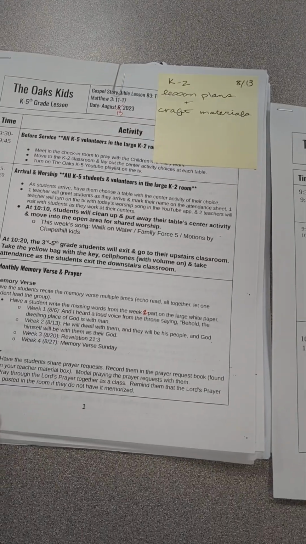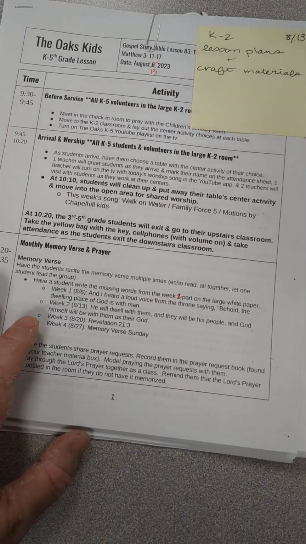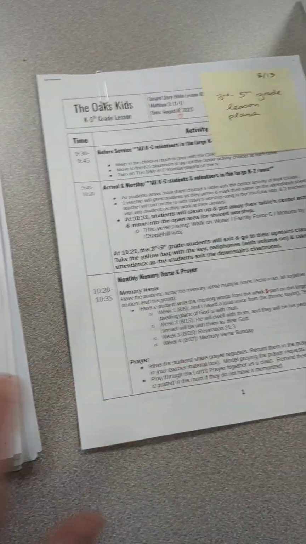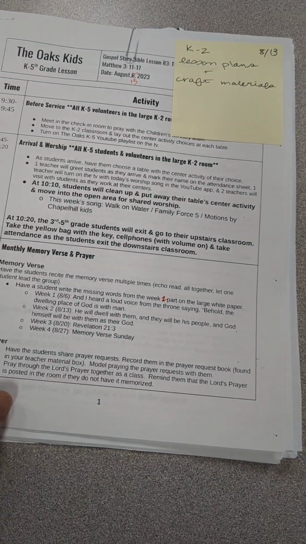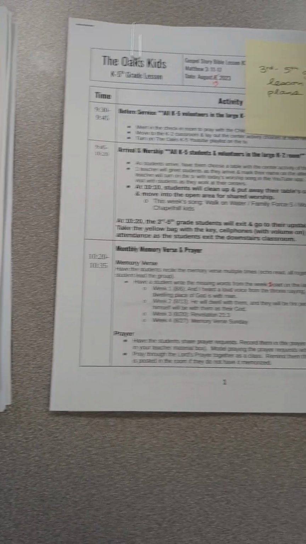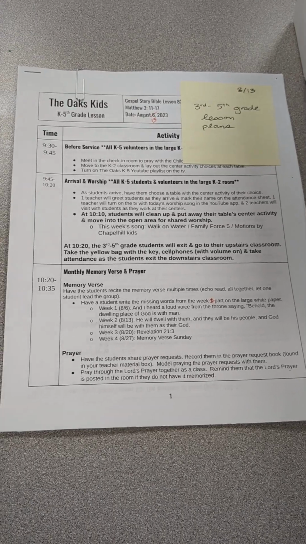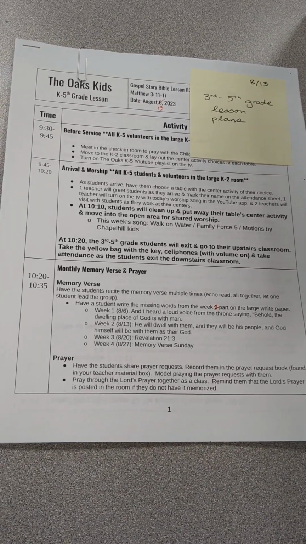Okay, so in the material bucket, you saw that there are 2 packets. There's one that is labeled for kindergarten through 2nd grade lesson plans and craft materials, and then 3rd through 5th grade lesson plans. They do not have a craft this week for 3rd through 5th grade, and I'll explain that in greater detail in a moment.